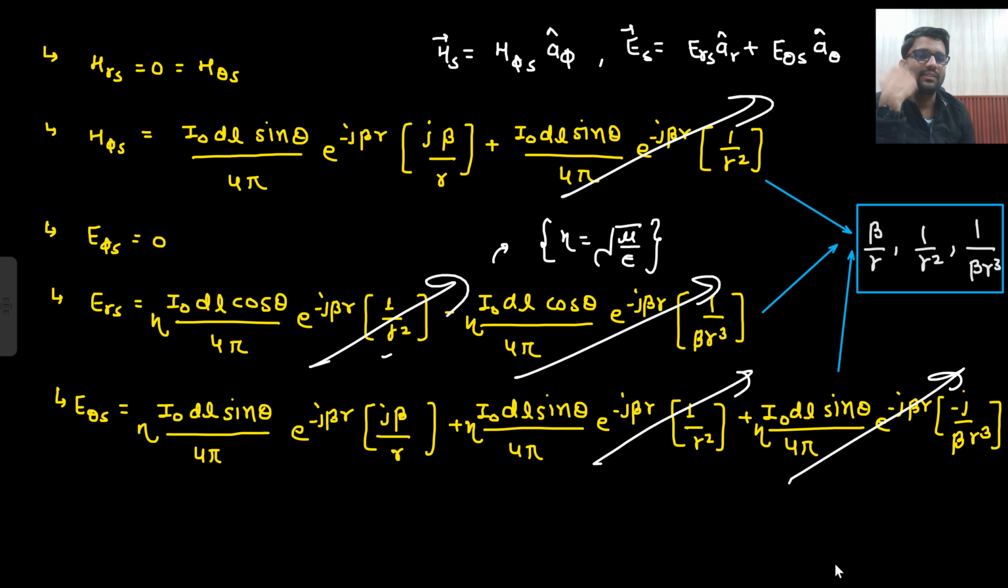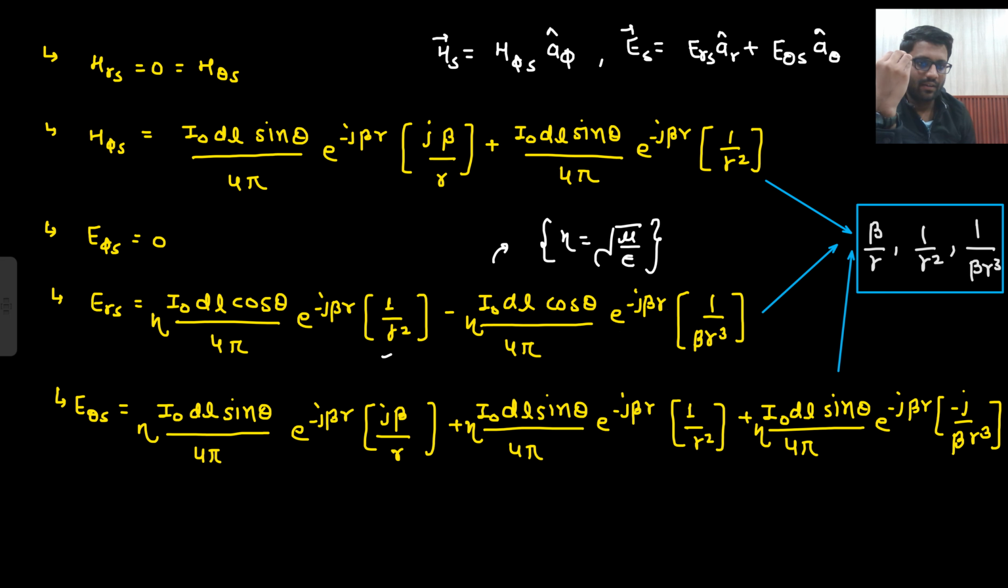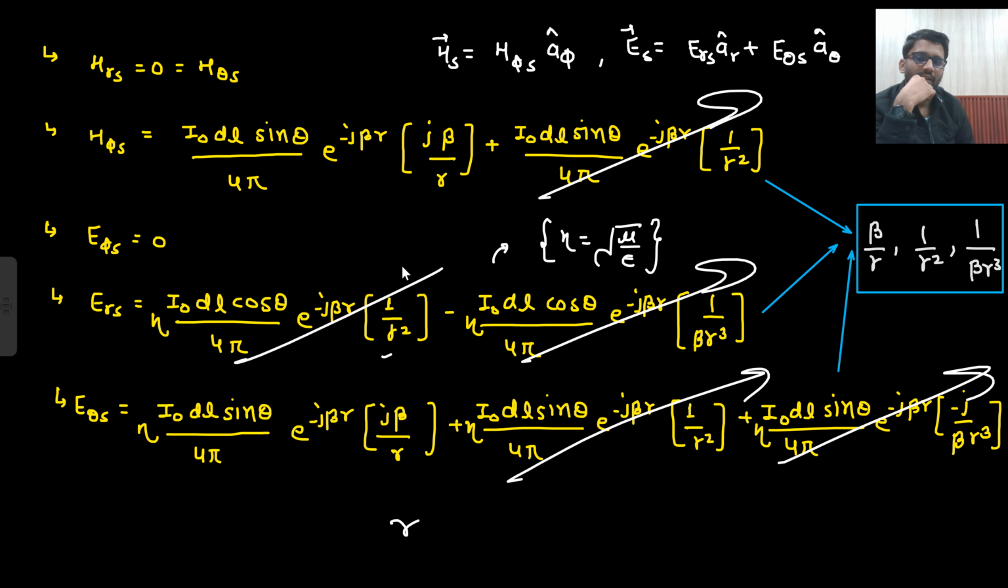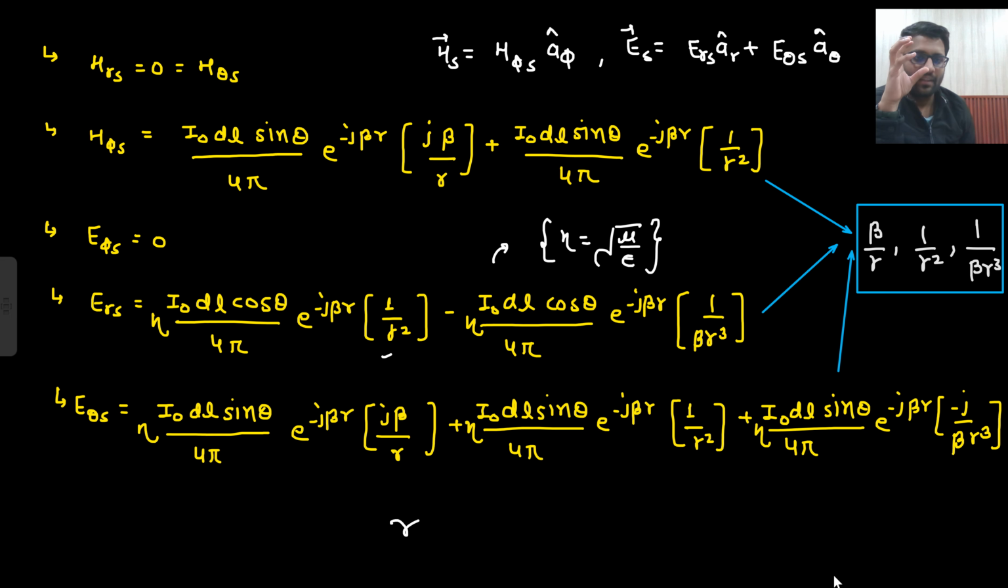But how large? How do you define that? What should be the value of r such that you can ignore these terms and this term as well? So how will you define that? What I'm going to find is the point where the magnetic field and electric field components are equal because of beta by r, because of 1 by r square, and because of 1 by beta r cube.